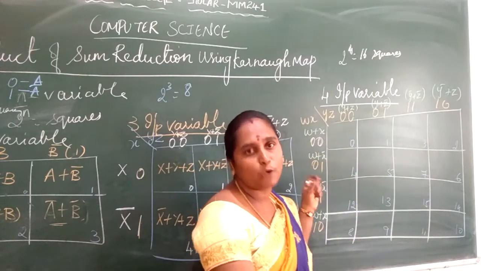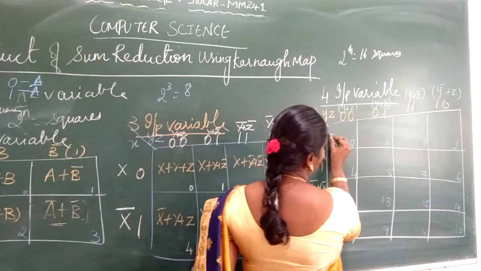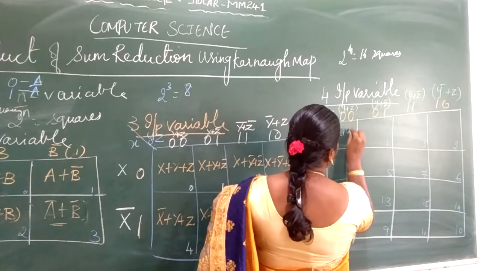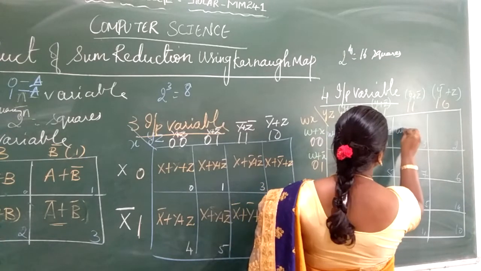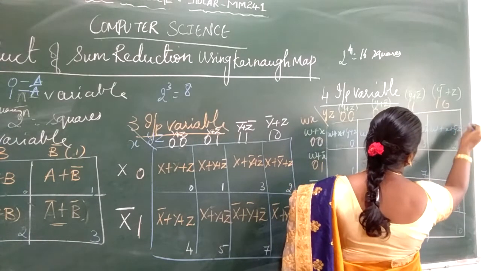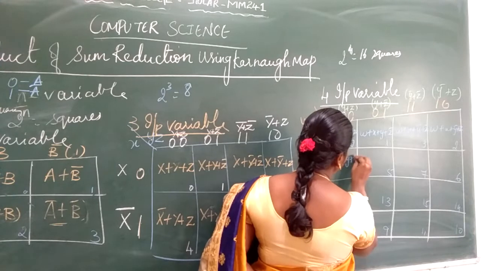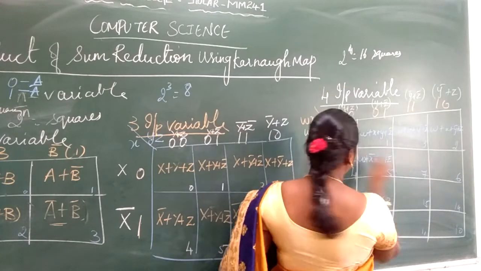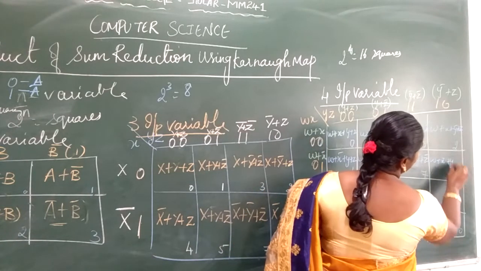Here you are going to use sum terms, and then apply the AND operation, that is, multiply them. So my expression will be: w plus x plus y plus z, w plus x plus y plus z bar, w plus x plus y bar plus z bar, w plus x plus y bar plus z, w plus x bar plus y plus z, w plus x bar plus y plus z bar, w plus x bar plus y bar plus z bar, w plus x bar plus y bar plus z.